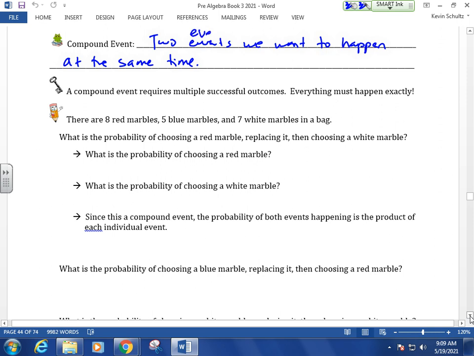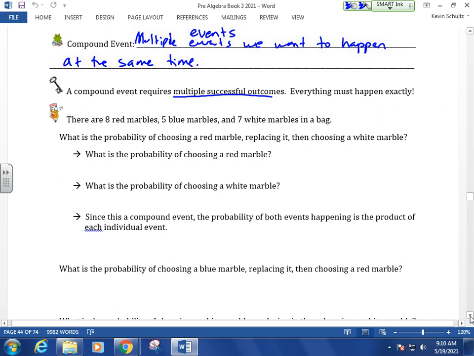Sorry, that's kind of messy. Two events that we want to happen at the same time, or one right after the other. So in order for a compound event to be successful, it has multiple successful outcomes. I should say two or more, maybe the word multiple might be better. I'm going to change everything here. I'm not used to this blue color, that's why I'm forgetting words. Multiple events we want to happen at the same time, which require multiple successful outcomes, and everything must happen exactly.